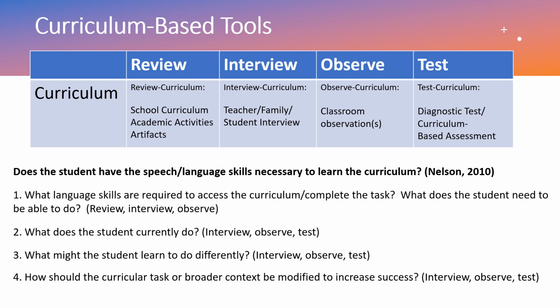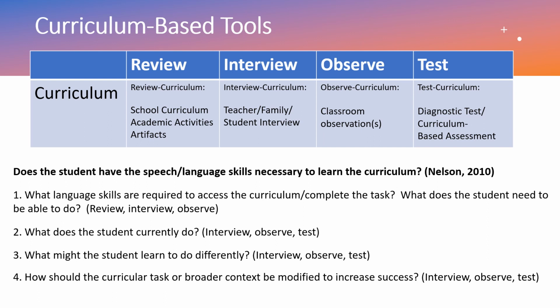So first, we want to know what language skills are required to complete a task. What does the student need to be able to do? In other words, in the context of a curricular task, what is the expected response? And this can be done through reviewing the curriculum, interviewing a teacher, interviewing the student, and then observing.